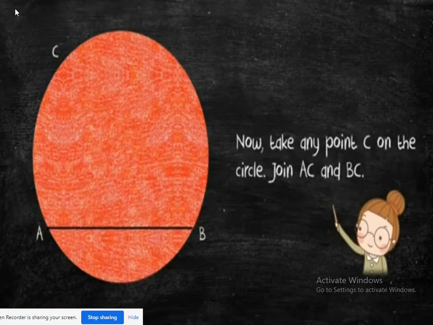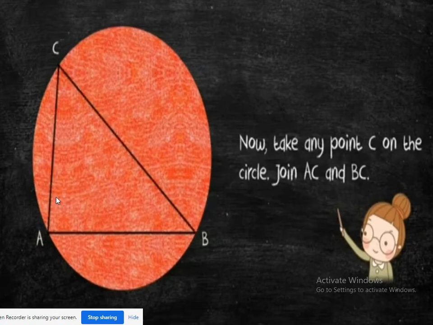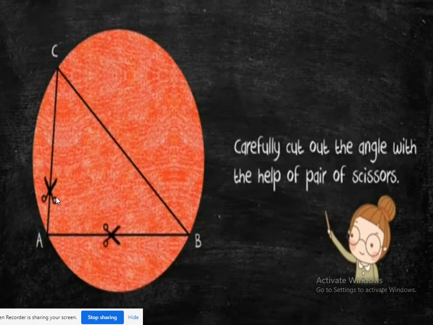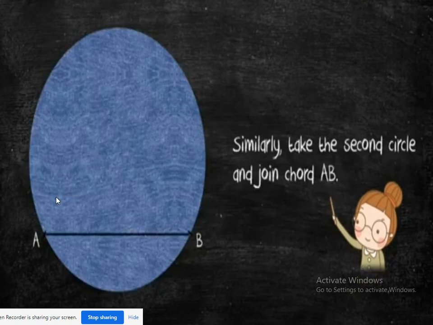Now, take any point C on this circle, join AC and BC. Next step, cut this angle carefully with the scissors. So this is angle ACB. Correct?